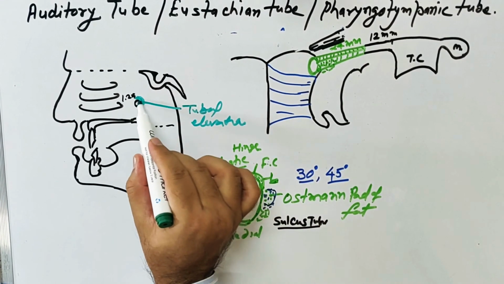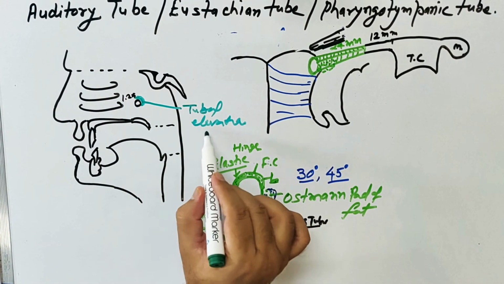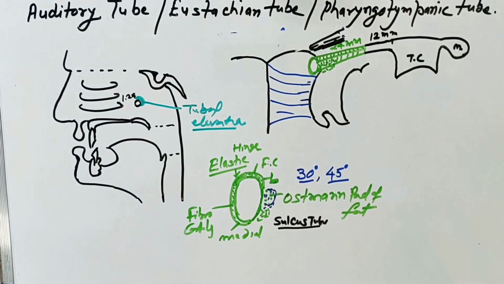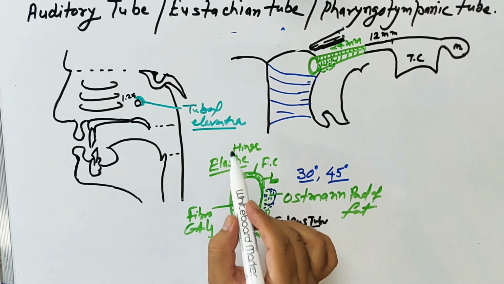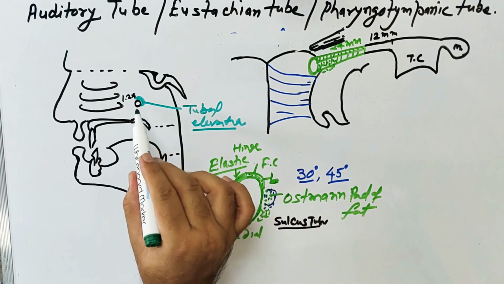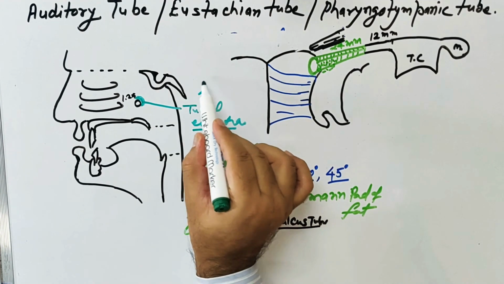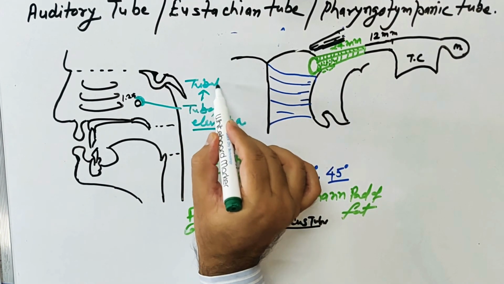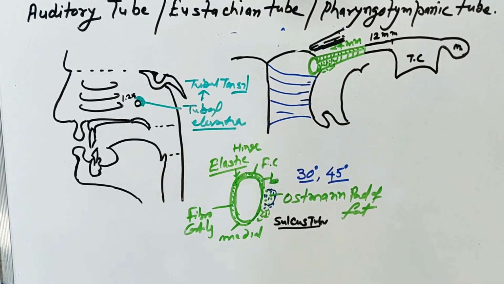And here, this tubal elevation is covered by mucosa, the mucus lining, that is respiratory mucosa, pseudostratified ciliated columnar epithelium. Deep to this mucosa there is a lymphoid collection, and that is known as the tubal tonsil. So the tubal tonsil is present here, on the medial end.